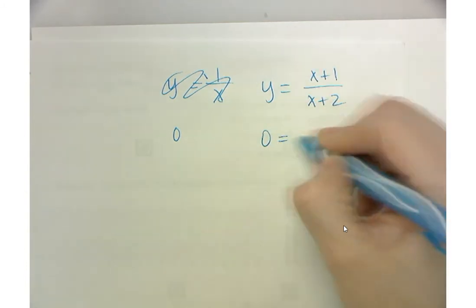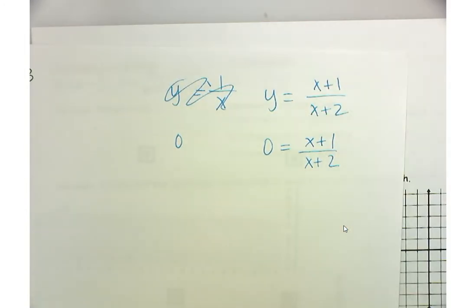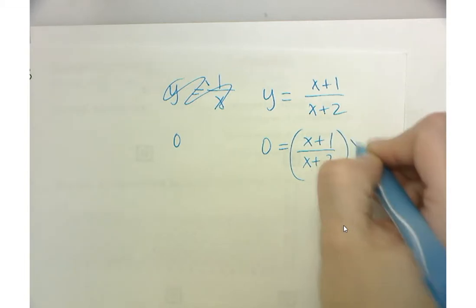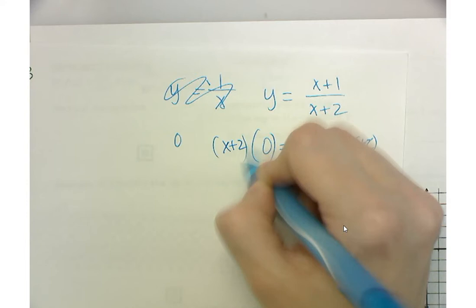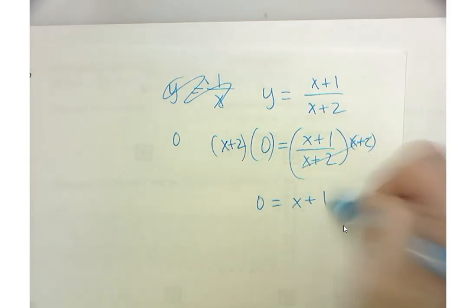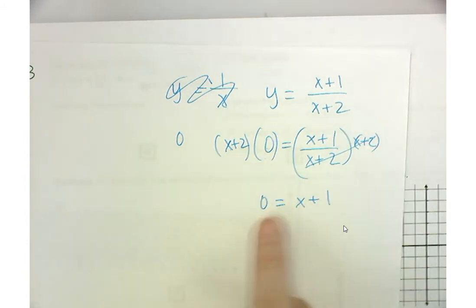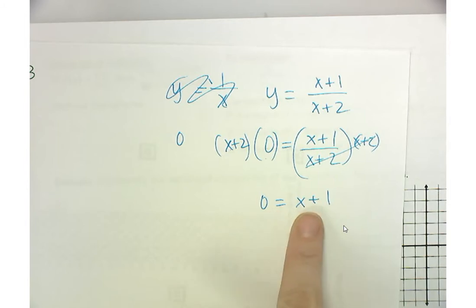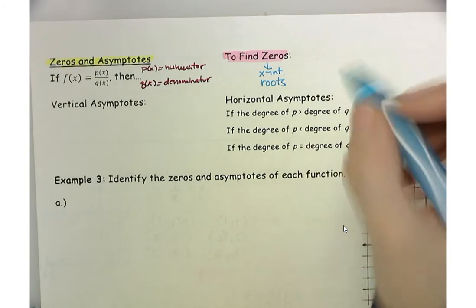To find the zeros, you're going to set p of x equal to 0, which remember p of x is our numerator, and then you're going to solve for your variable. Okay, so in most cases that will be x. If you were finding the y-intercept, you would just plug in 0 for x, and if there are multiple x's, you would plug in 0 for both of them.